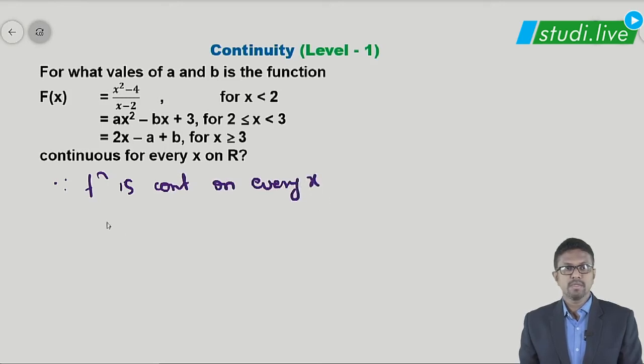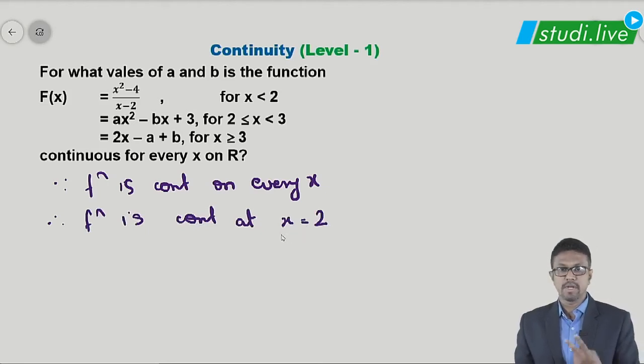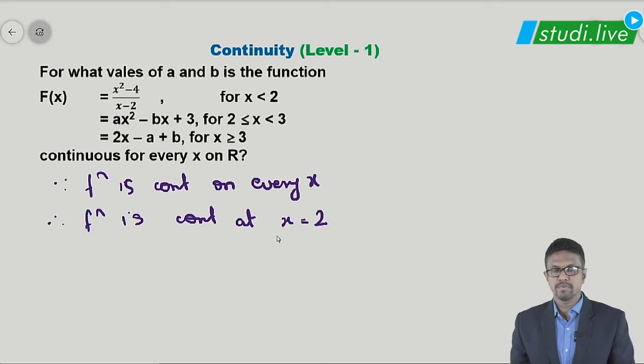Okay. So I can say therefore the function is continuous at x equal to 2. First let us solve for 2 and then we will solve for 3. We will get 2 equations, and solving those 2 equations we will get the values of a and b. So that is how we are going to solve this.